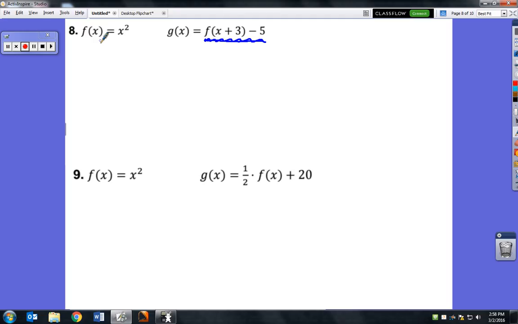So if you remember correctly, I need to look to see if anything changed my a value, which there is nothing being multiplied to f of x, which means that my a doesn't change. My width of the parabola does not change. So I don't even have to mention that. You could say same width, but we're trying to talk about the things that actually change, the actual transformation. So this is kind of just extra information.